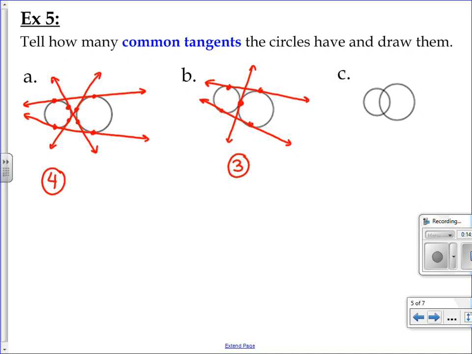How many do you think are going to happen with letter C, the overlapping circles? If you guessed 2, you're correct. You got the top tangent, you've got that bottom tangent, and I have no space in between them, so I can't draw any lines in between. So just 2 common tangents.